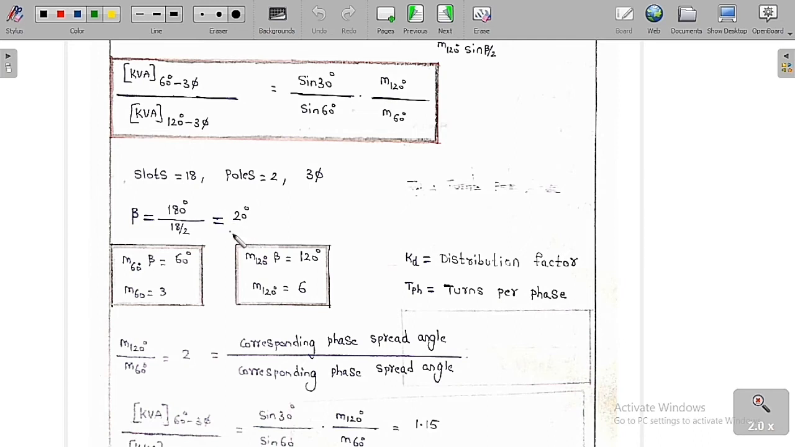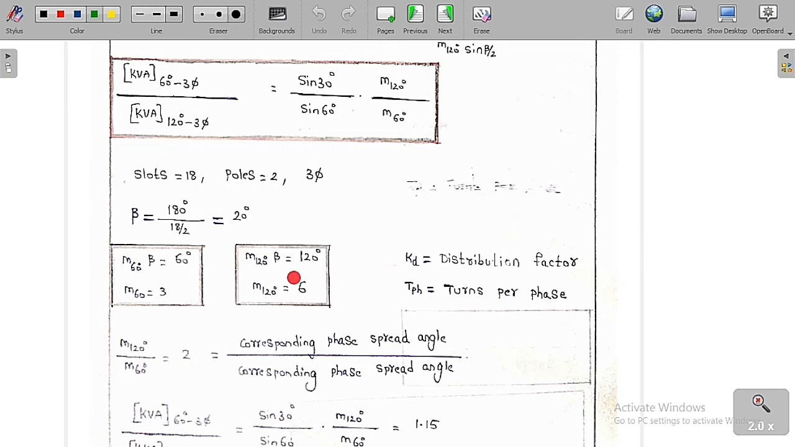Then I already told you one important point, which is that phase spread is called m into beta. Phase spread means for this much amount of angle, the number of slots which are going to be wound for one phase. That is the meaning of this one. So m into beta is equal to, for 60 degree phase spread, 60 degree. Now the beta value we know, which is 20 degree. So 60 by 20 is nothing but 3. So the m value for 60 degree phase spread is 3.